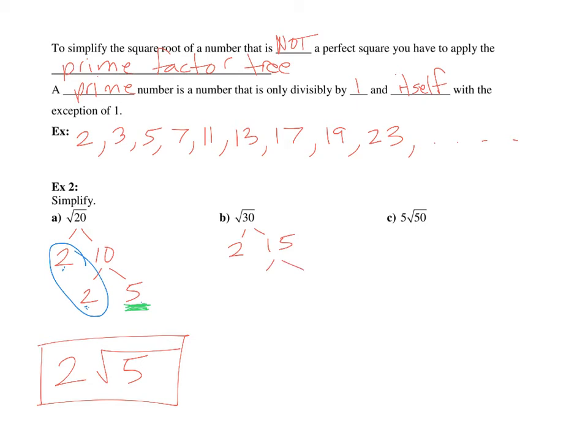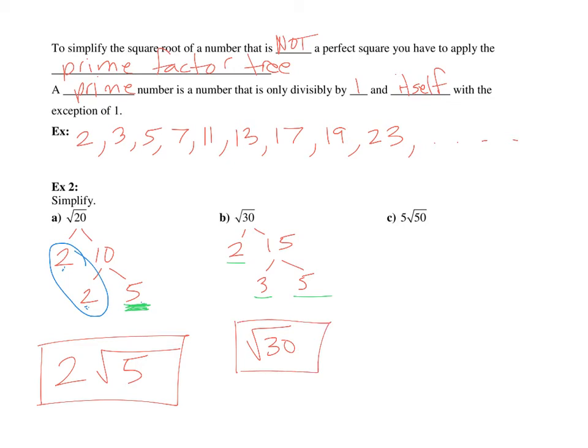Smallest prime that goes into 15 is 3. We have 3 times 5. Okay. And notice that there are no pairs. So simplifying the square root of 30, we can't do anything with it. It's just the square root of 30.